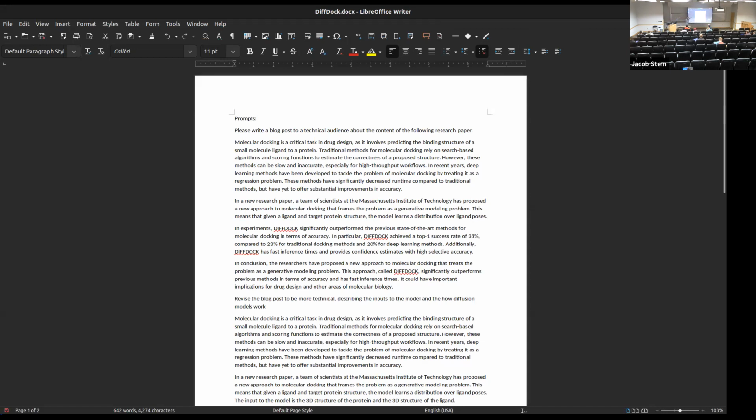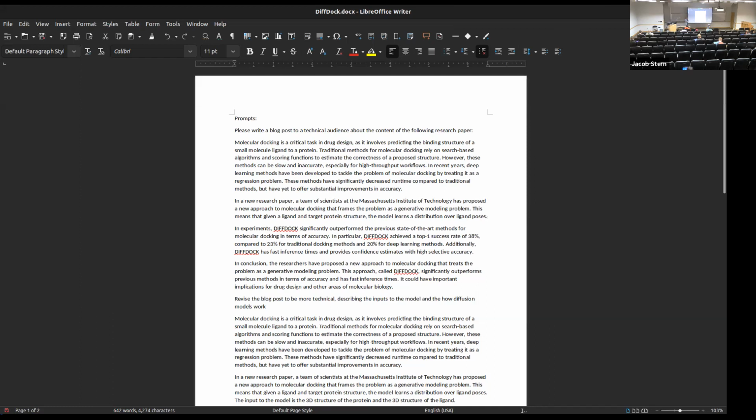The paper was on this method using diffusion models to basically find the way in which small molecules will attach themselves to large molecules like proteins. And this is the response. Molecular docking is a critical task in drug design, as it involves predicting the binding structure of a small molecule ligand to a protein. Traditional methods for molecular docking rely on search-based algorithms and scoring functions to estimate the correctness of a proposed structure. However, these methods can be slow and inaccurate, especially for high throughput workflows.